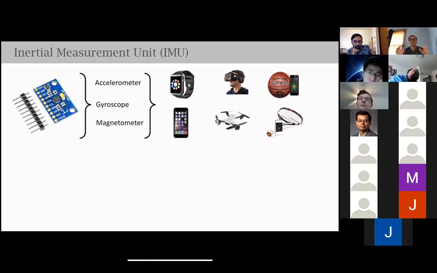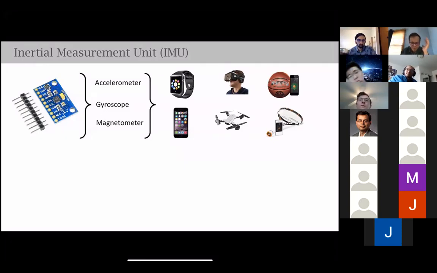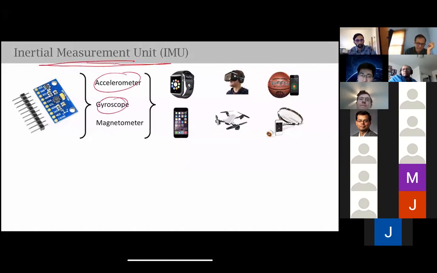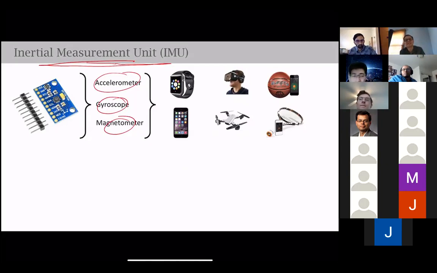A motion sensor often is an IMU. The most popular motion sensor is an IMU. The IMU, which is called the inertial measurement unit, is made up of an accelerometer, a gyroscope, and a magnetometer. We'll talk about them. But an accelerometer basically measures acceleration, a gyroscope measures angular velocity, and a magnetometer measures the Earth's magnetic field.